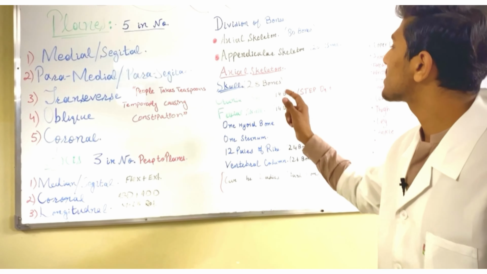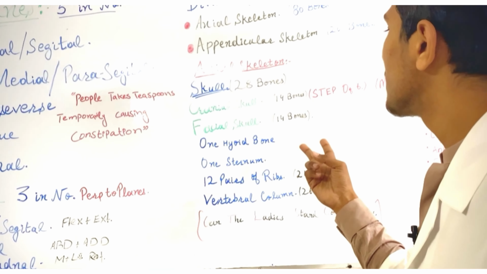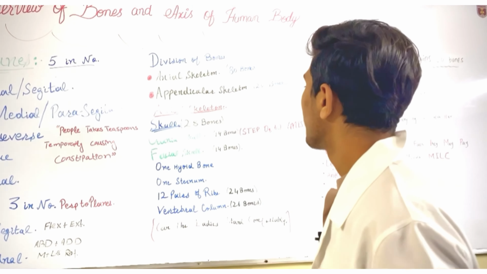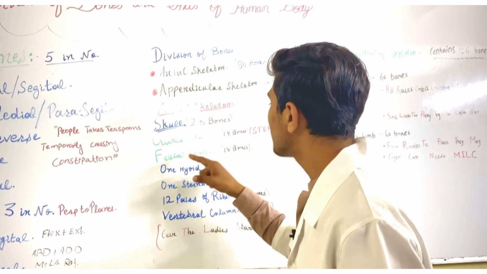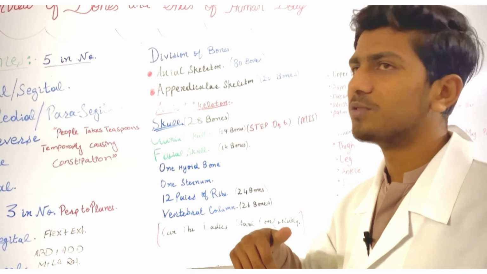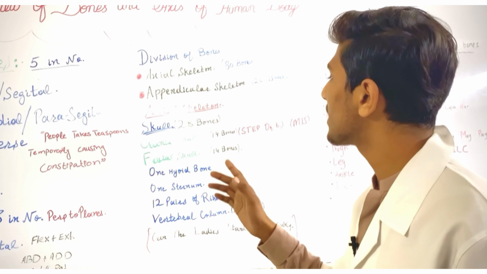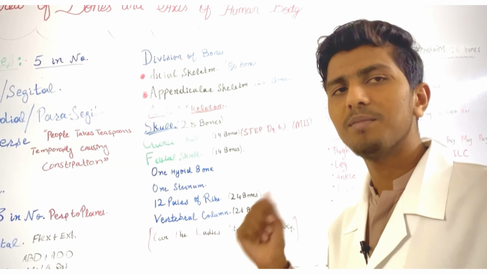So first of all, the skull. The skull is divided into two types, cranial skull and facial skull. The cranial skull has 14 bones and the facial skull also has 14 bones. And the cranial skull has 14 bones, out of which 10 are paired and 4 are unpaired.